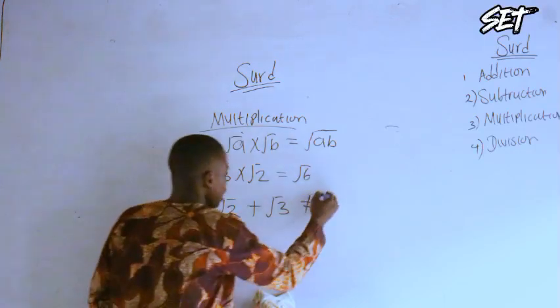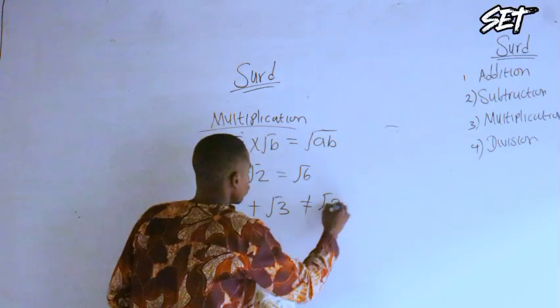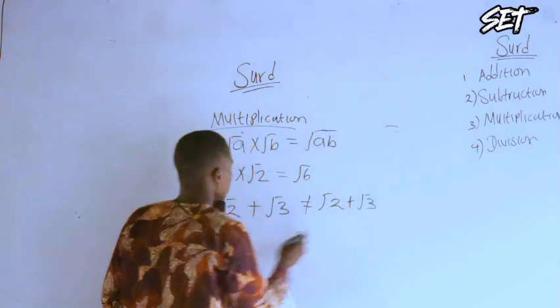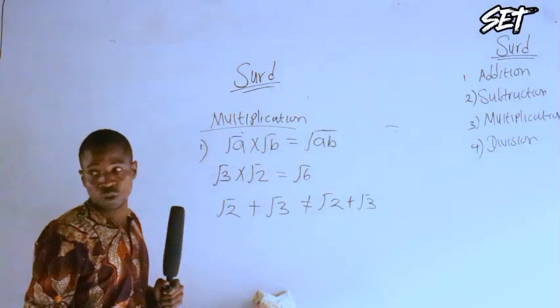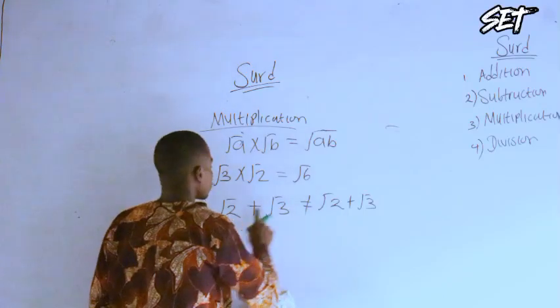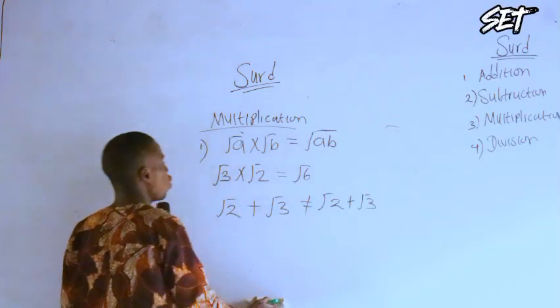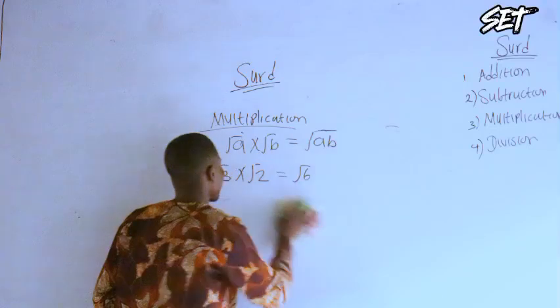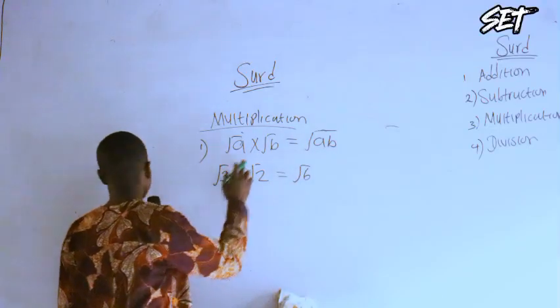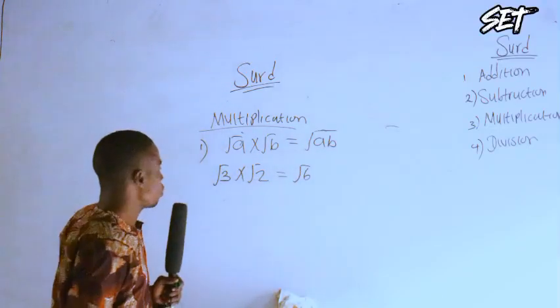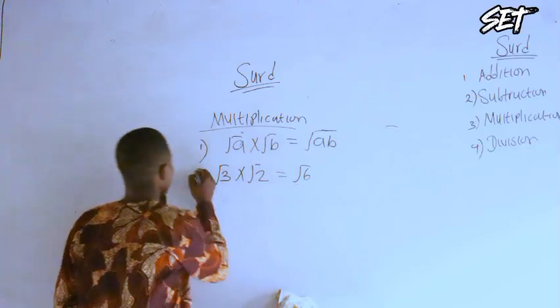The answer you get is the same: 2 plus root 3. You cannot add these together, it's not possible. But in multiplication, you can multiply them together, this one times this. Now it will be root 6. Let me give you another one.